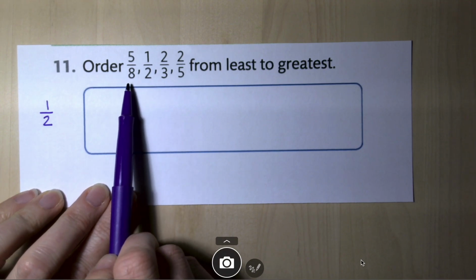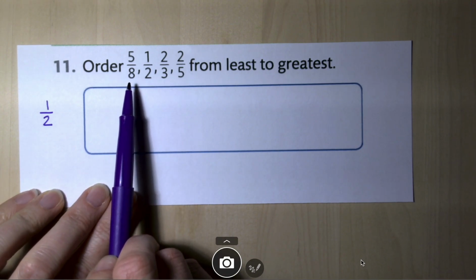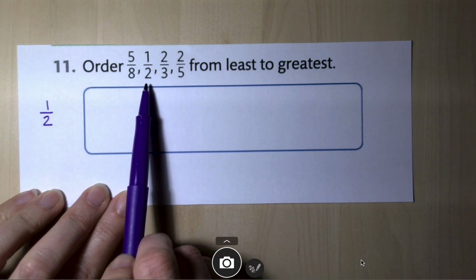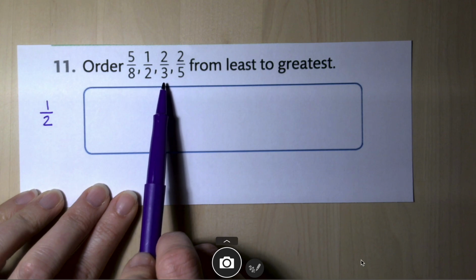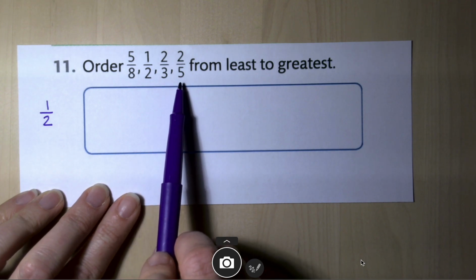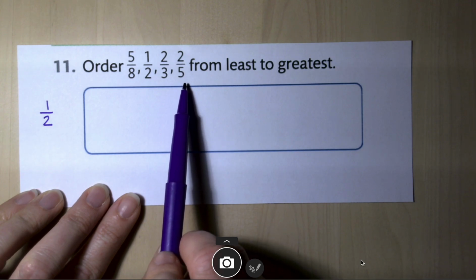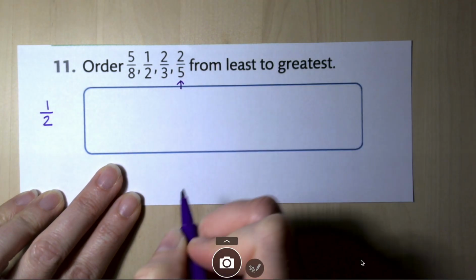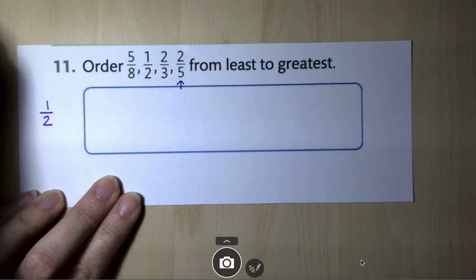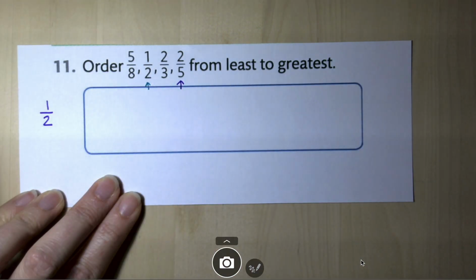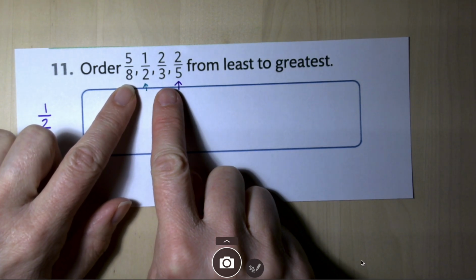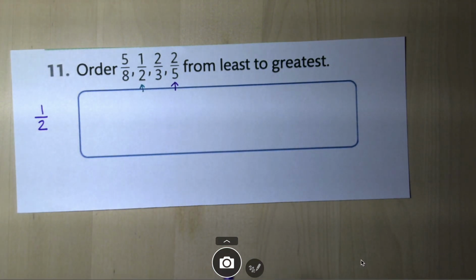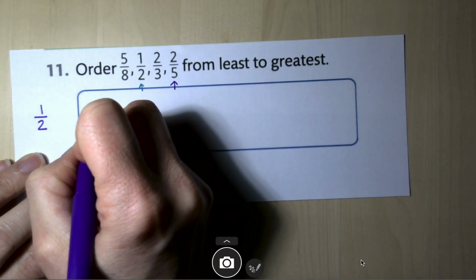So I see that 5/8, that's greater than 1/2 because 4/8 is 1/2. I have exactly 1/2. I have 2/3, that's another one of our benchmark fractions, so we know 2/3 is greater than 1/2. And I have 2/5. 2 is less than half of 5, so I know that 2/5 is less than 1/2. So this is less than a half. 1/2 is 1/2, and I know my other two fractions are greater than 1/2. So right away, I know that 2/5 is the least.